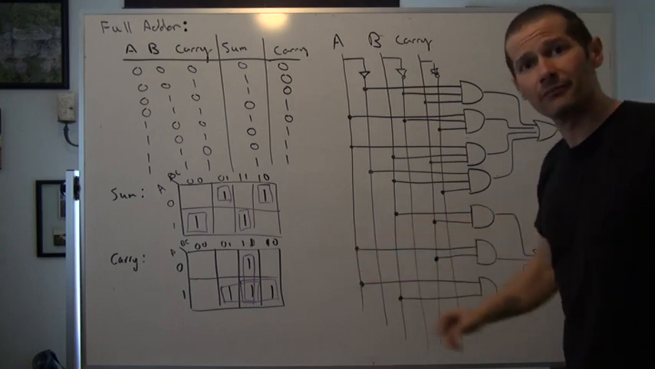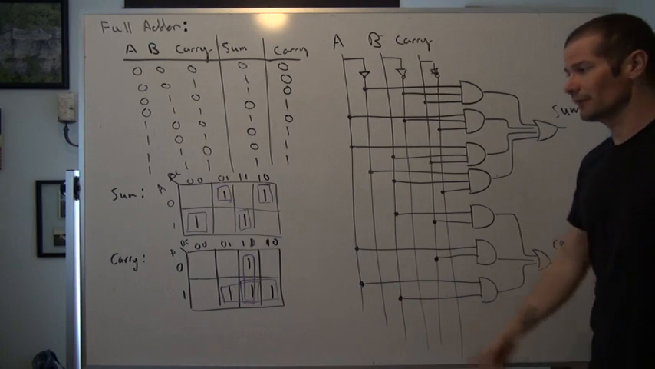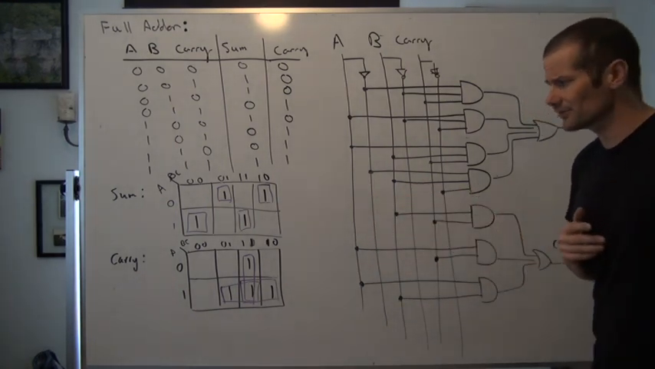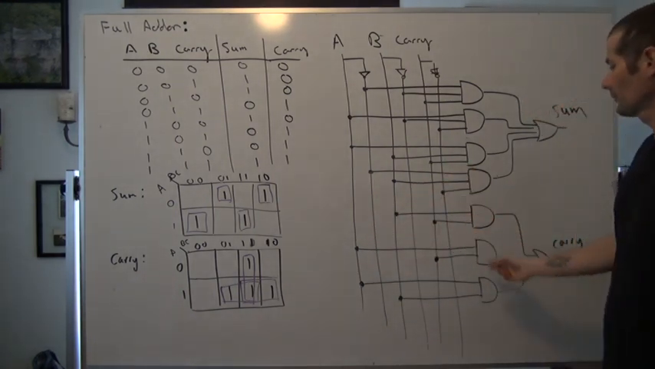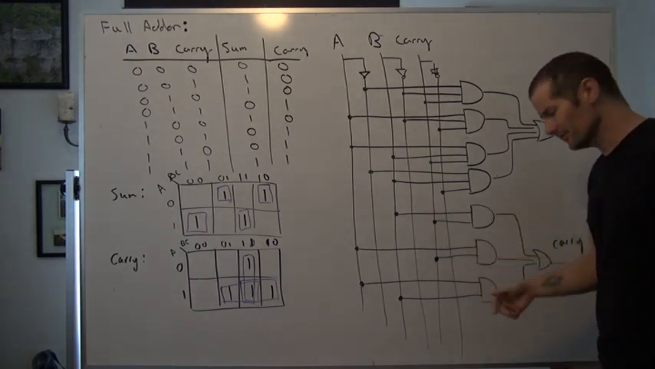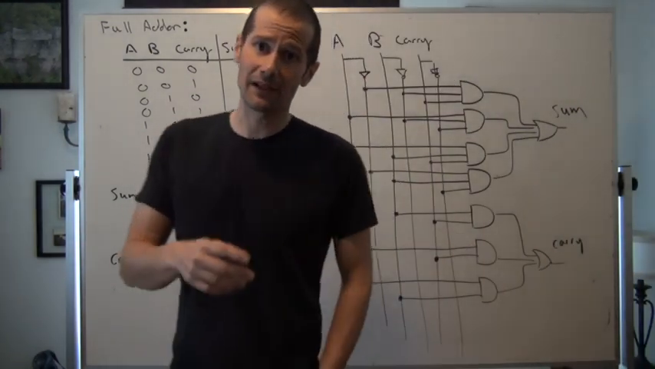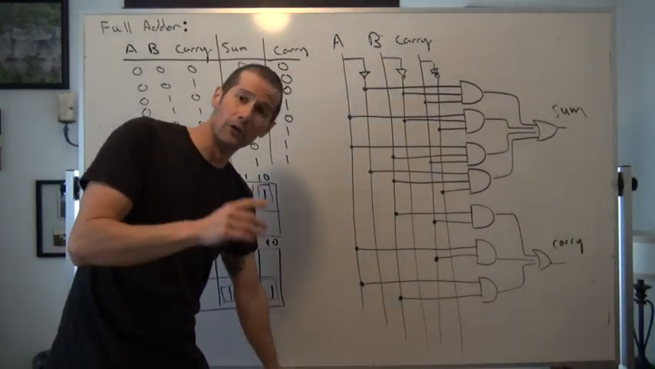Down here for the carry, same thing, guys. Basically just optimize it. We were able to do a little bit of cancellation of a couple of literals, so we're able to just take 3 AND gates, take the appropriate inputs, and OR them together. And that we have as the full adder.